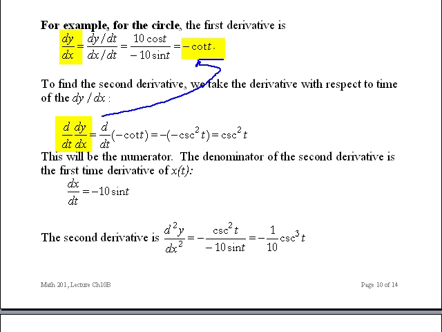So here's your second derivative. It is cosecant squared t, divided by minus 10 times the sine of t, which you can rewrite as minus 1 over 10 times cosecant cubed of t.